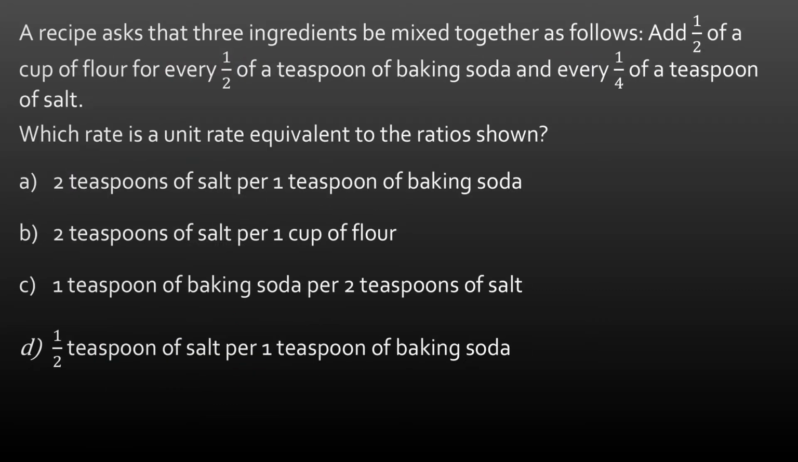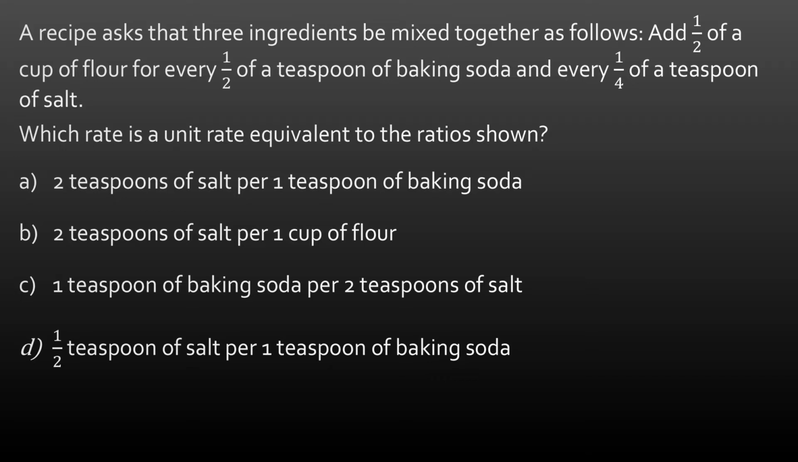Next question says that a recipe asks for 3 ingredients to be mixed together as follows. Add 1/2 of a cup of flour for every 1/2 of a teaspoon of baking soda and every 1/2 of a teaspoon of salt. Which rate is a unit rate equivalent to the ratios shown? Okay, so there's a lot going on in this question, and the main part here is you want to make sure you're keeping your units the same on top and you're keeping your units the same on bottom.